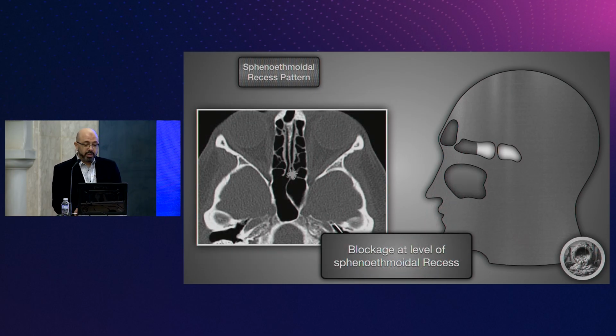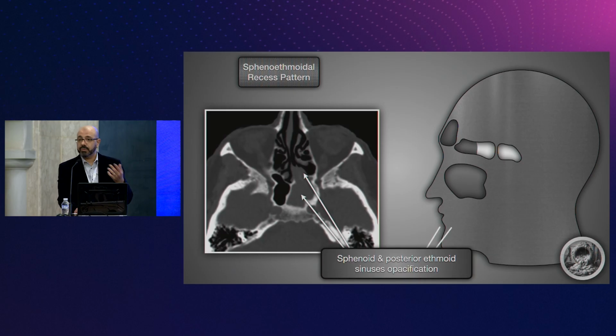The sphenoethmoidal recess pattern means that the blockage is within the sphenoethmoidal recess. This is above the superior meatus, which means that we will have 2 sinuses blocked, and these are the sphenoid sinus and the posterior ethmoidal air cells.